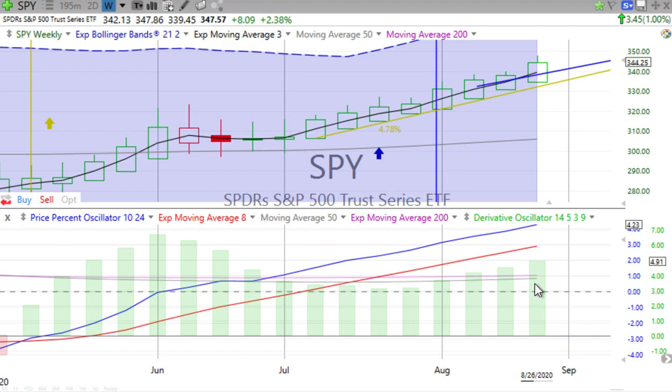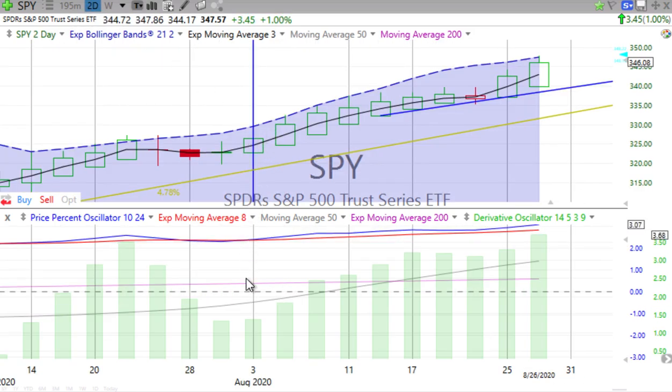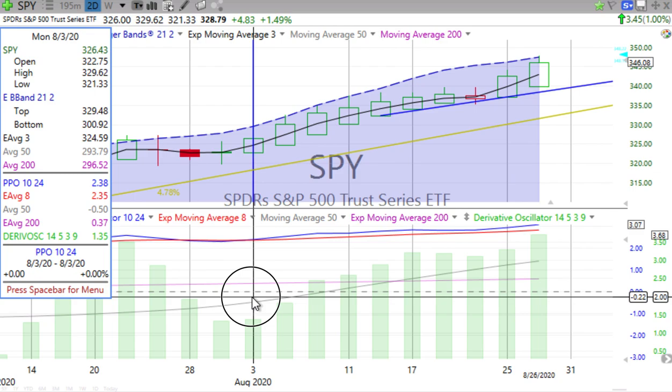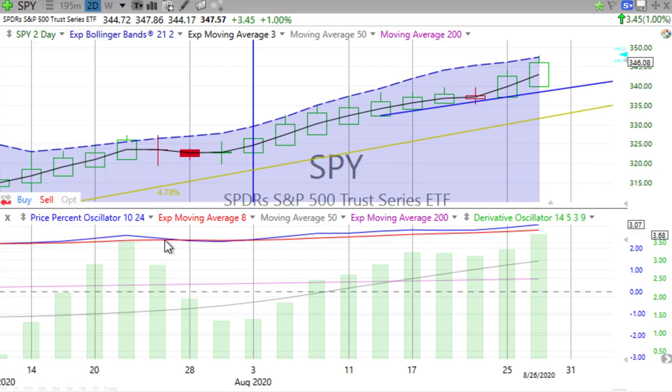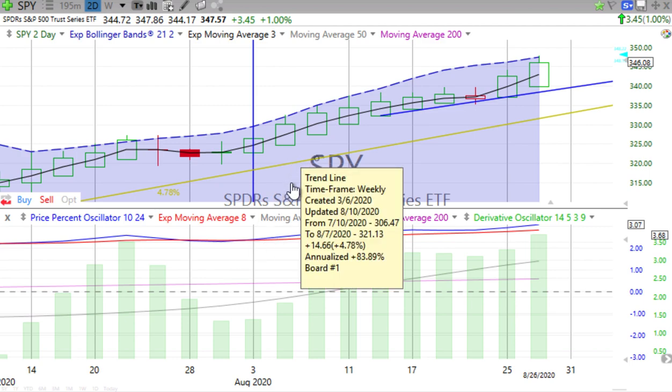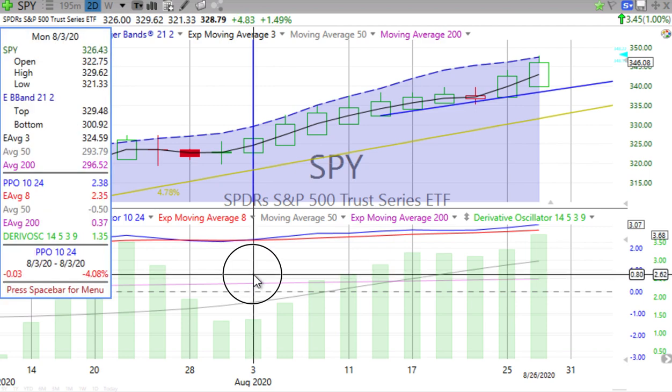We look at the derivative oscillator, which is a triple smooth version of the MACD. It's a leading indicator as opposed to the price percent oscillator being a lagging indicator. We see that it is gaining momentum. That means that price is accelerating upwards, and that is good for continued movement. So we leave the weekly, we go to the 2-day. Now remember that 2-day crossover, what we call a recross. We saw the 2-day chart roll over and then cross back over in the direction of the weekly chart. That's what we call a recross. That was our jumping in point.